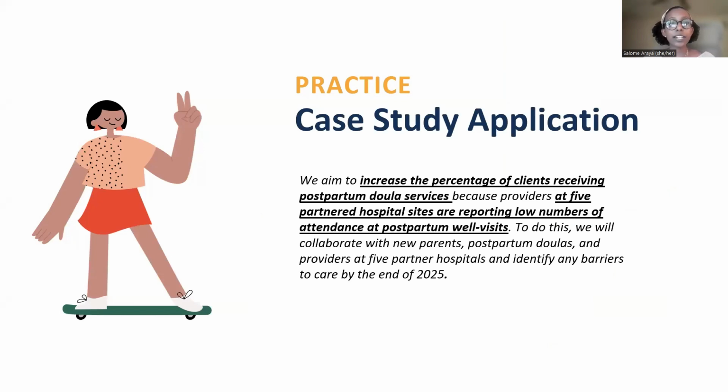So now we want to go back to our case study. We want to look back and see, okay, we've identified what we want to include back in our strategic plan. Now, how can we include the KPIs, the aim statements, and our critical success factors? And so if we go back to our aim statement, we said that we wanted to increase the percentage of clients receiving postpartum doula services. Why? Because providers at 5 hospital partner sites reported low numbers of attendance of postpartum well visits. And then we've also included our WHO, which was saying that we wanted to collaborate with new parents, postpartum doulas, and providers, and do this by 2025.